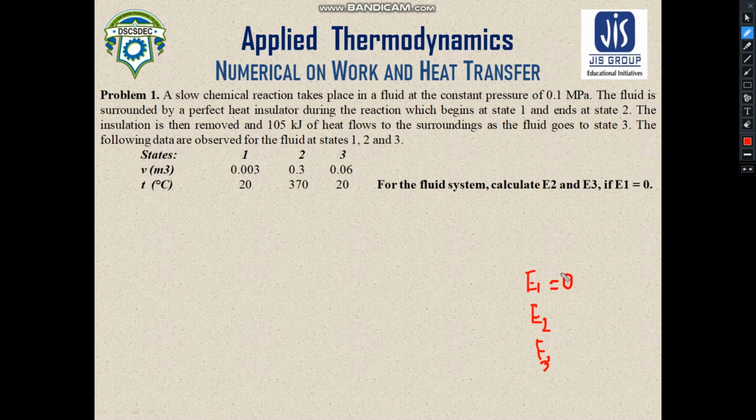Now certain data and information is given to you through this problem so that you can calculate this E2 and E3. The first information, which I have already mentioned, is that it is an isobaric process, and the process 1 to 2 is an adiabatic process. I am taking some time to write up all the information in a certain format so that it becomes easy to understand, and it will be good for myself to explain also. So let us write it there.